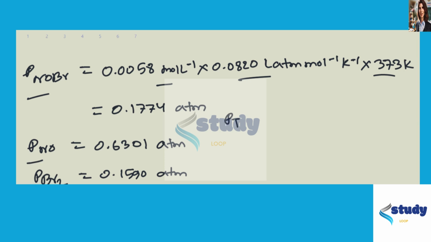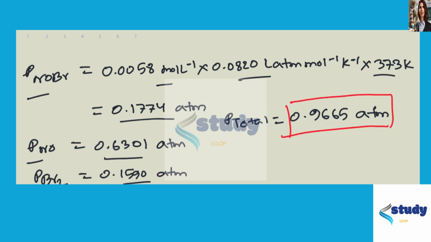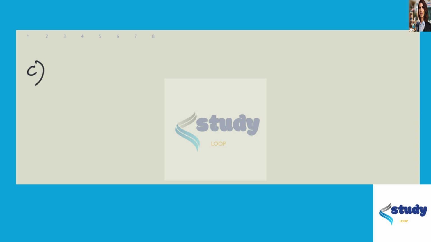That means the total pressure will be simply the sum of these three, and if we add these three together, we'll get a value of 0.9665 atm. So this is the pressure exerted by all the components, or the total pressure exerted by the mixture of gases.